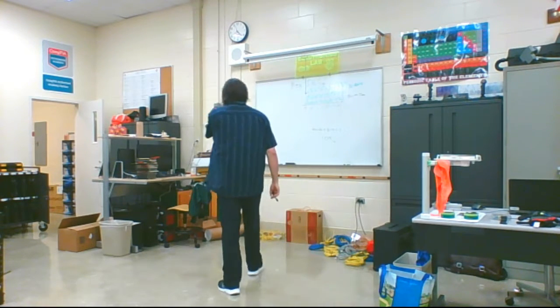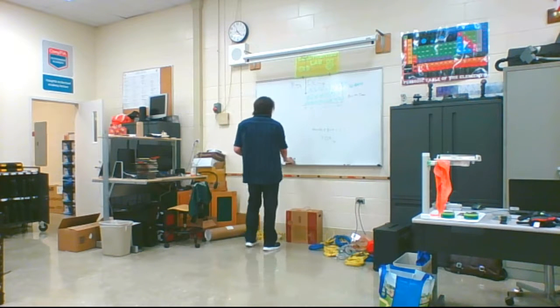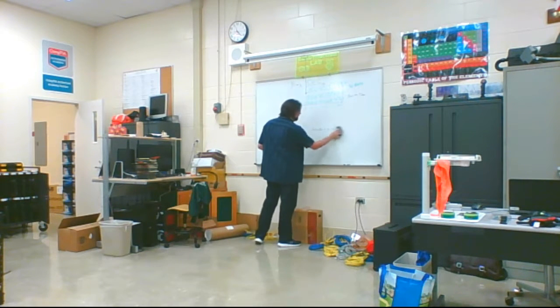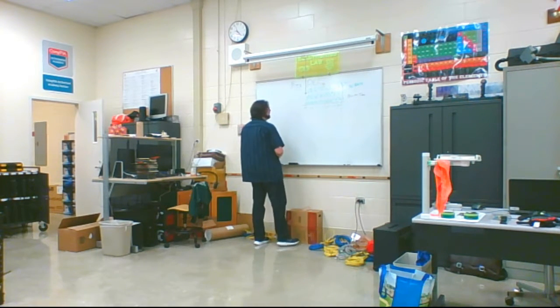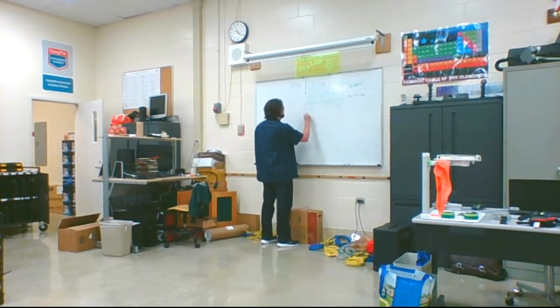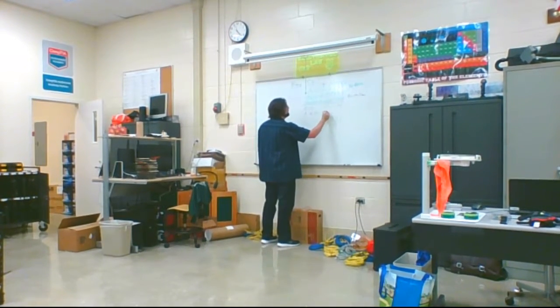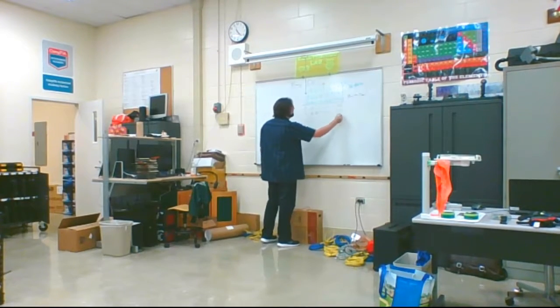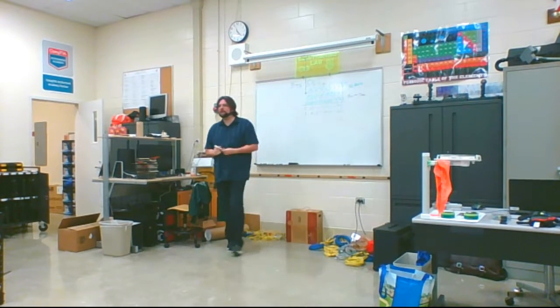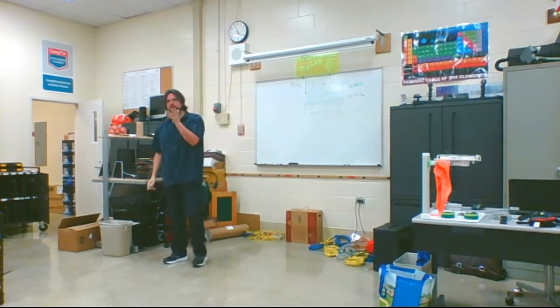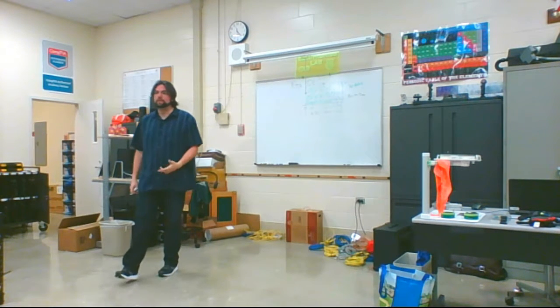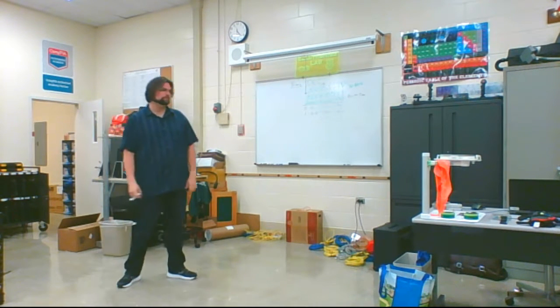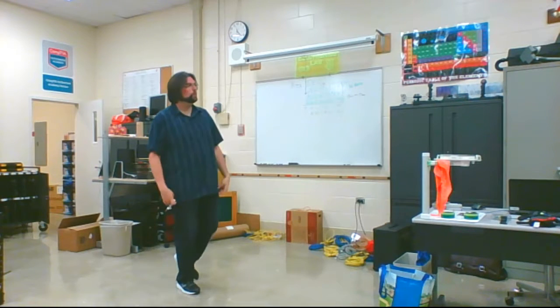I'm going to write one up here I'd like you to try on your own. Let's see, how about 1, 0, 0, 1, 0, 0, 1, 0, 1. You guys try on your own. See if you can figure out what that number would be in decimal.